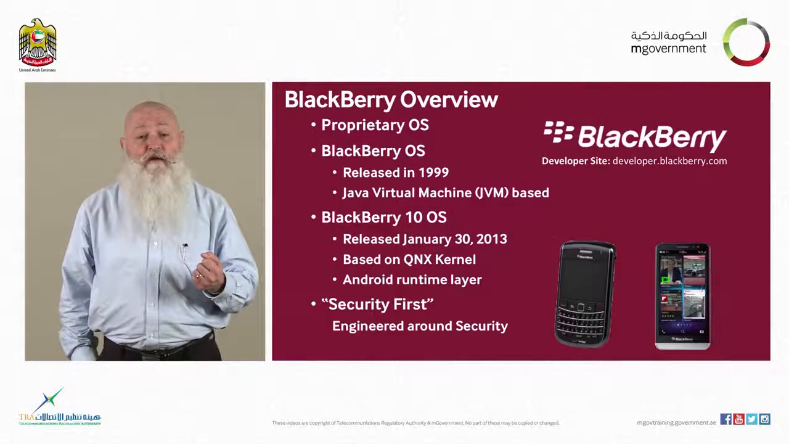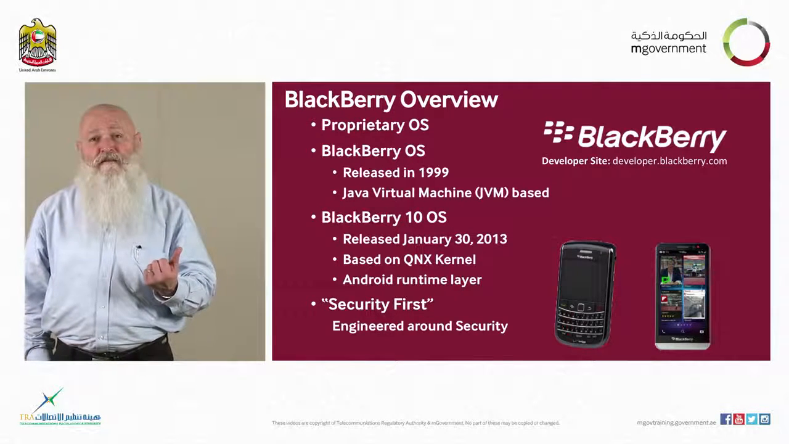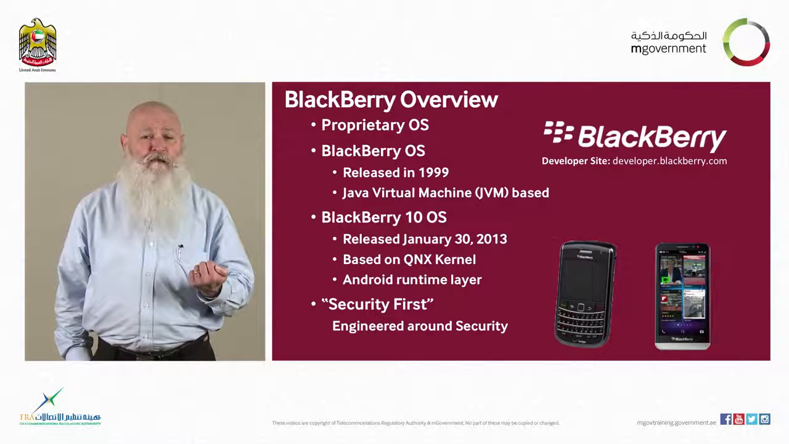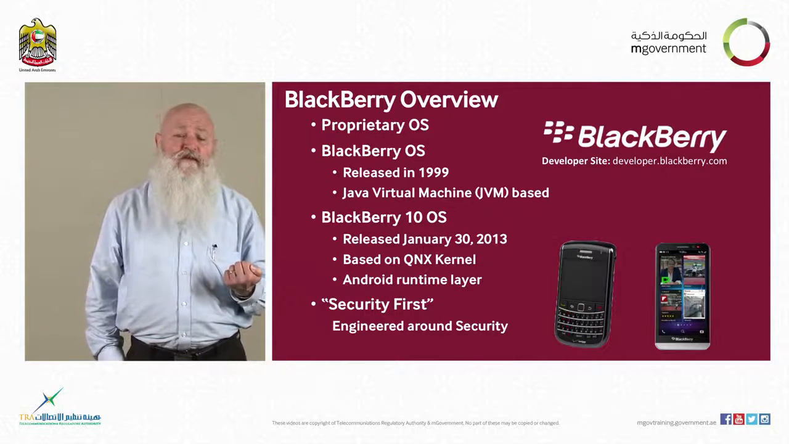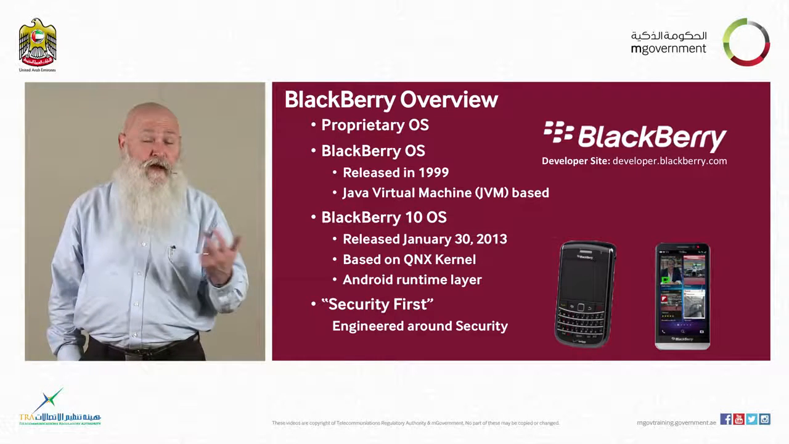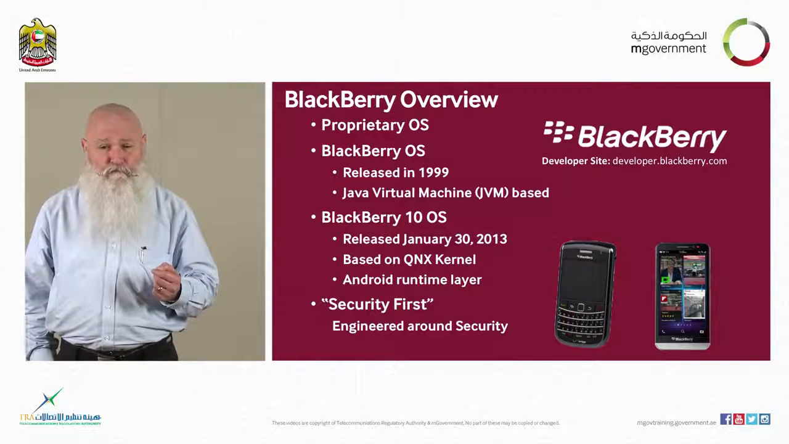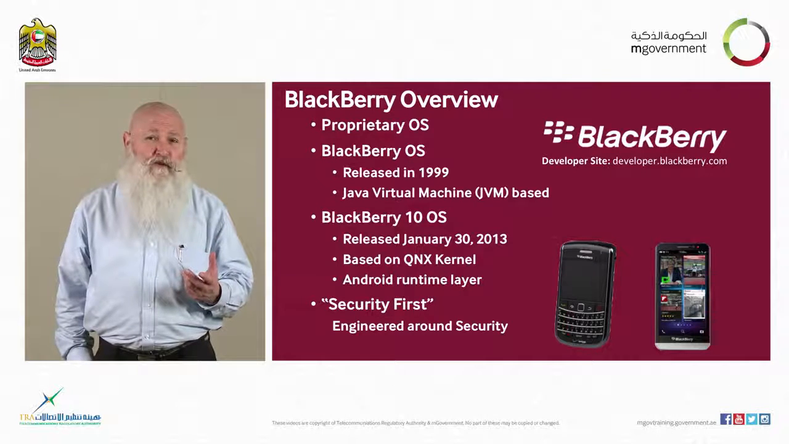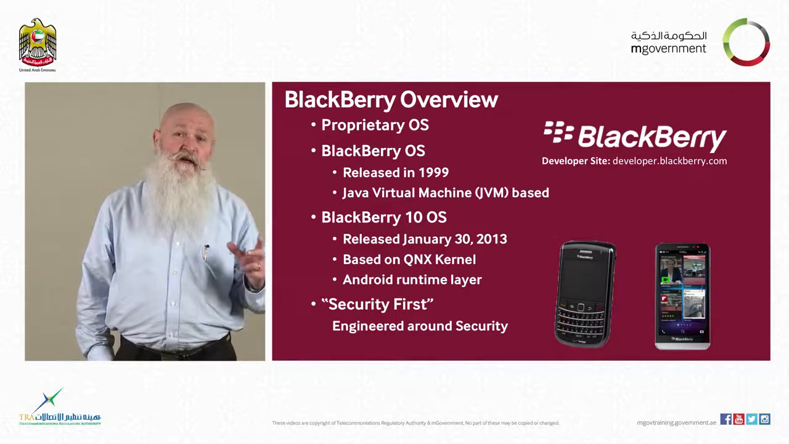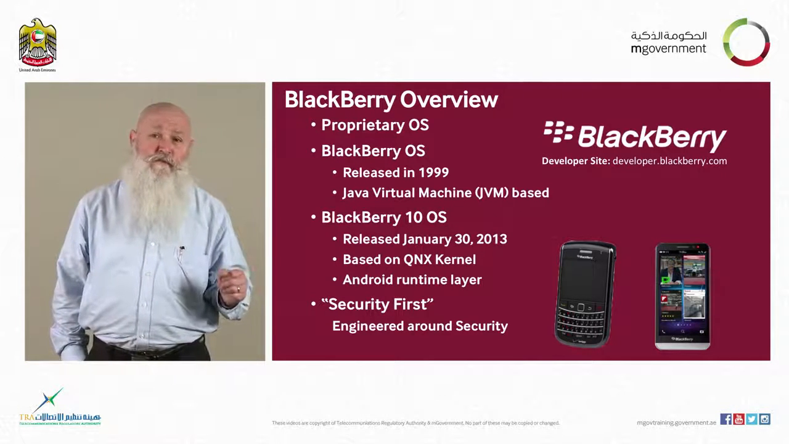The BlackBerry originally was a proprietary operating system released in 1999. It was Java-based. Today it runs on QNX, which is a Unix-based operating system. BlackBerry OS 10.0 was released in January of 2013. It has an Android runtime layer, so it's possible that some applications written for Android can run on the BlackBerry, although you shouldn't plan for that. And of the 4 platforms we consider, the BlackBerry is the only one that was built originally with business and government use in mind. So it is the only one of the 4 where security was a primary design concern.